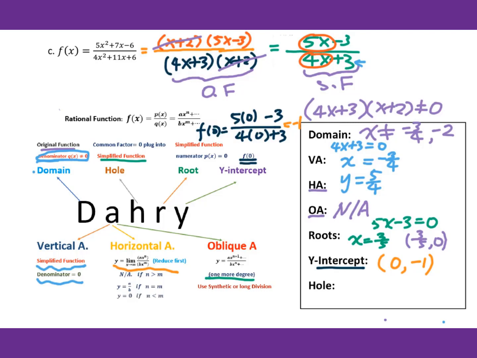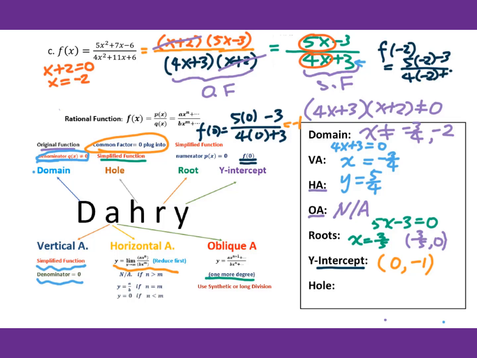Since we reduce this common factor, therefore, we do have a hole for this rational function. We will make the common factor equal to 0. So x plus 2 equal to 0. X equals negative 2. Then I plug negative 2 into this simplified function. So we get f of negative 2 equals 5 times negative 2 minus 3 over 4 times negative 2 plus 3. You will get 13 over 5. Therefore, the hole will be (negative 2, 13 over 5).